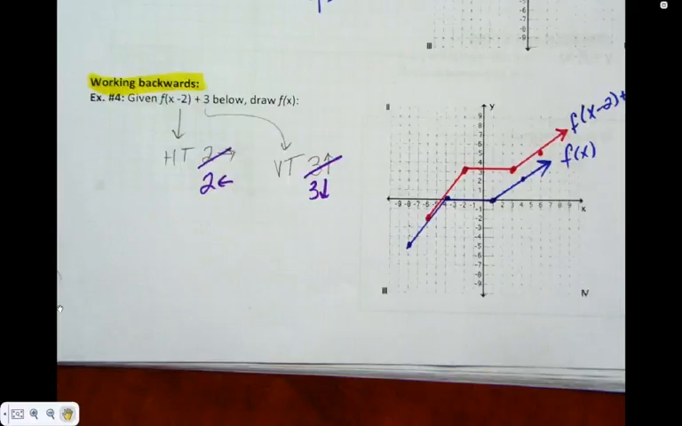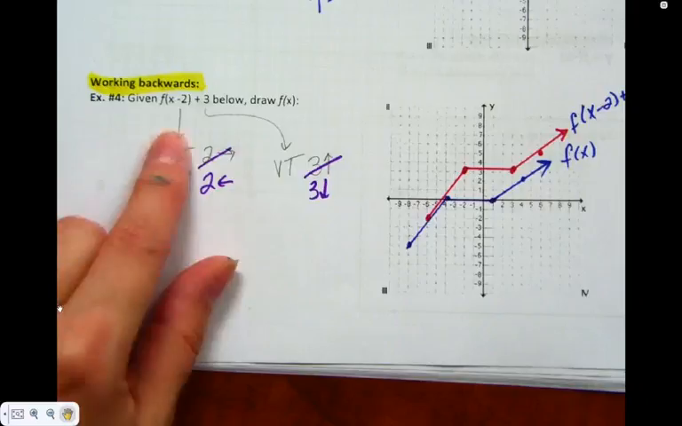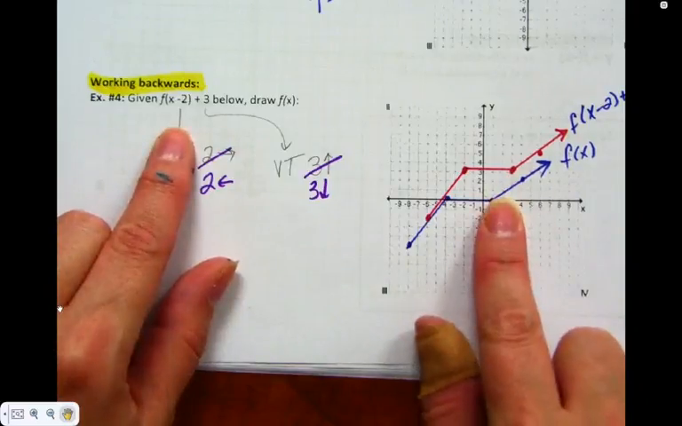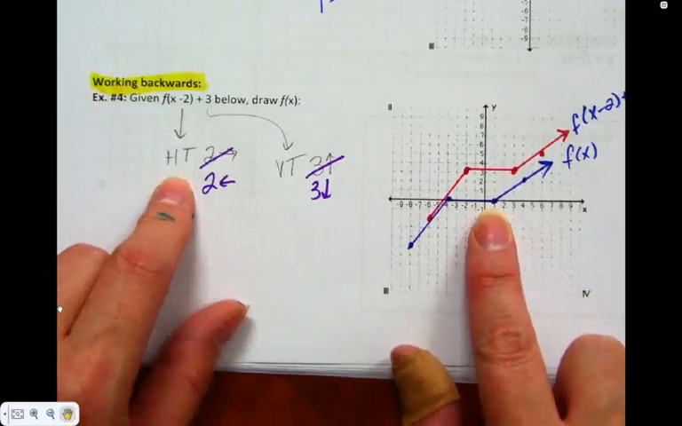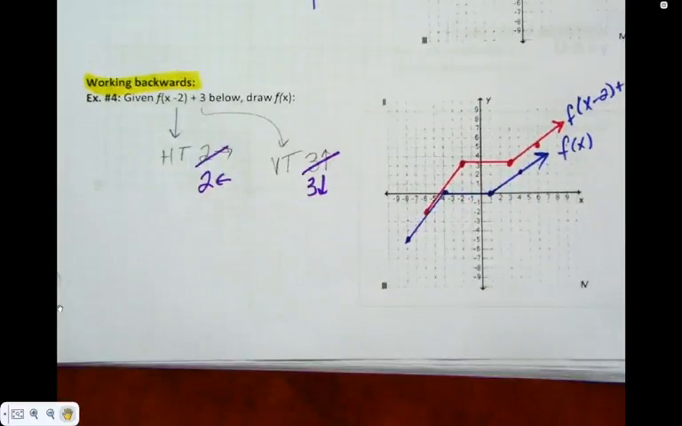Look away. Look back. Did we take the blue, or whatever your color is, and to get the red, did we move it 2 to the right and 3 up? Would that land right on the red? Good to go.